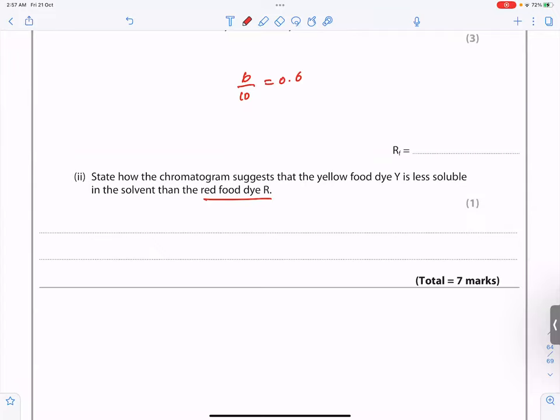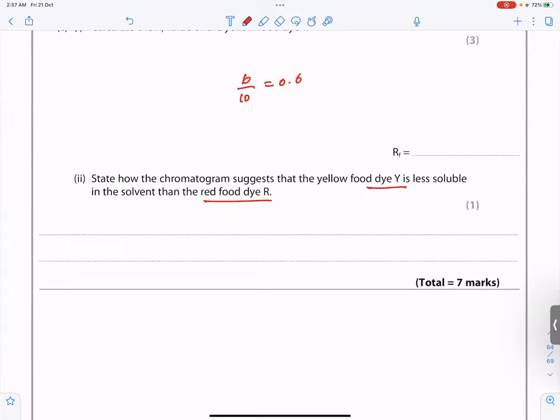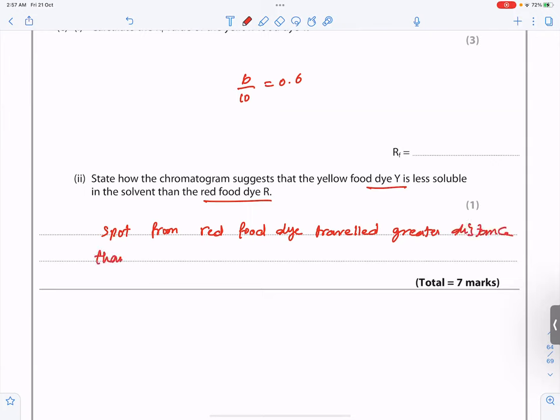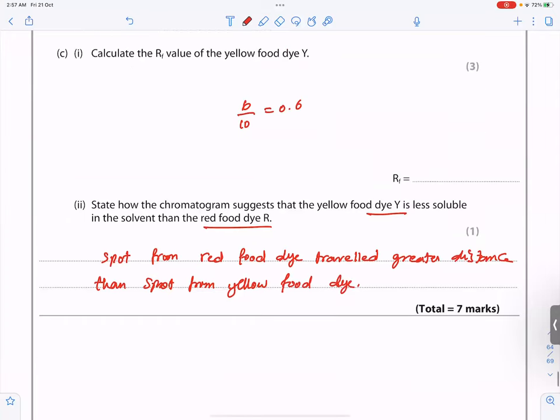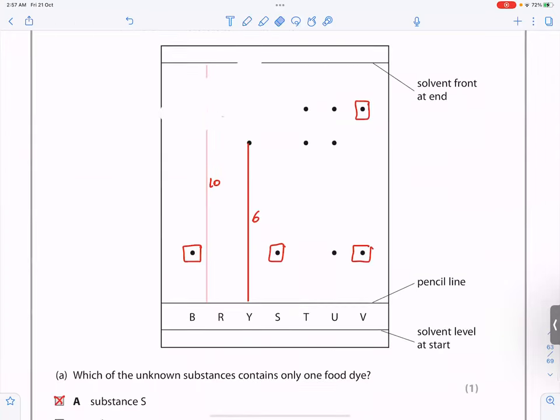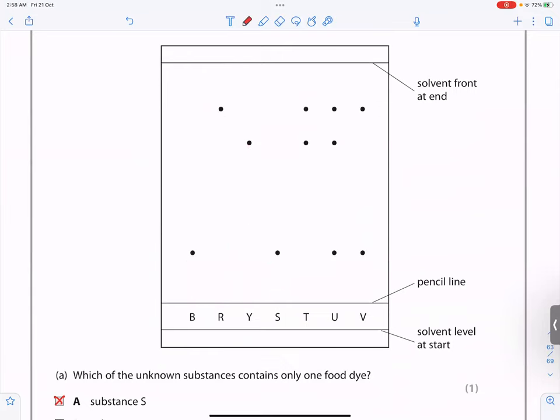لأن الفود داي ريد traveled greater distance than الفود داي يلو. يبقى السبوت from الريد فود داي traveled greater distance than السبوت from اليلو فود داي. ودي طبعا واضحه من الكروماتوجرام. لما تبص على الكروماتوجرام تلاقي ان الفود داي اللي هو الريد السبوت بتاعته traveled greater distance than the spot اللي جايه من اليلو فود داي.